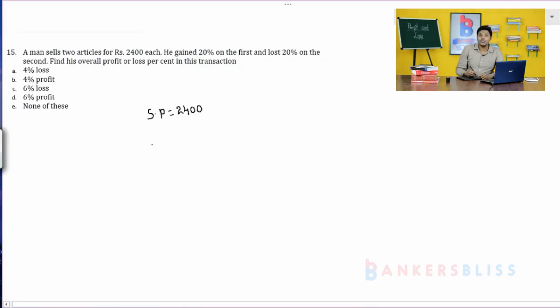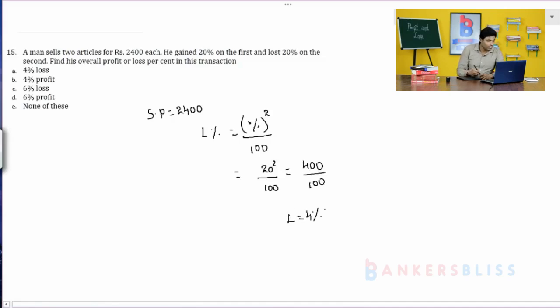Next, you have to calculate the profit percentage or loss percentage. In this condition, you are going to get loss in the whole transaction. So loss percentage is equal to the common percentage they have given, whole square, divided by 100. Here the selling price doesn't matter, the percentage they have given matters. So percentage square, that is 20 square by 100, which is equal to 400 by 100, so you are going to end up with 4% loss. Option A is the right answer.